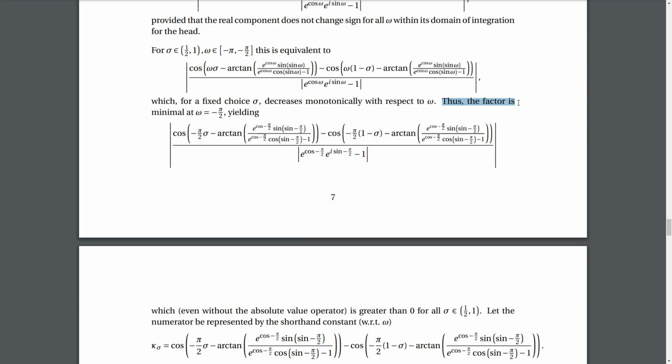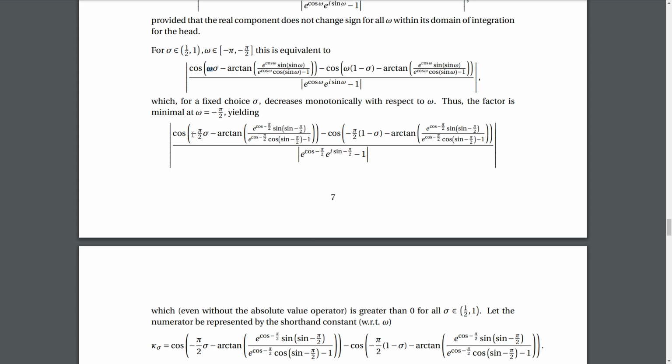It's minimal at negative pi over 2, and it's maximal at negative pi. So in order to be as pessimistic as possible with this lower bound, we choose it whenever it's minimal, which is negative pi over 2. So we can substitute that, and we're not changing sign, so if we replace it with just the smallest value, the smallest evaluation over its domain of integration, and it's decreasing monotonically, then that can function as a lower bound.